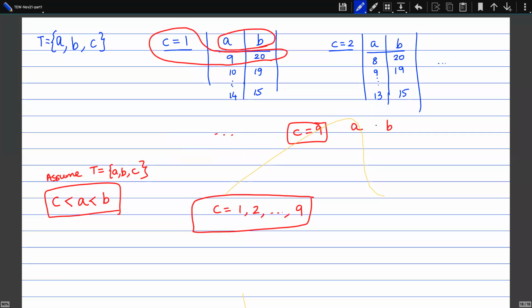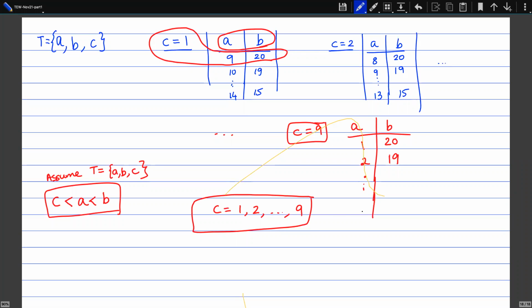Now at C equals 9, let's see what I would do. I would have A and B similarly. Their sum has to now be 21, since the total sum is 30. So A and B have to be two numbers whose sum is 21. What are the possibilities for A and B? 1 and 20, 2 and 19, and so on. These are the possibilities for A and B. Should I consider all these possibilities?